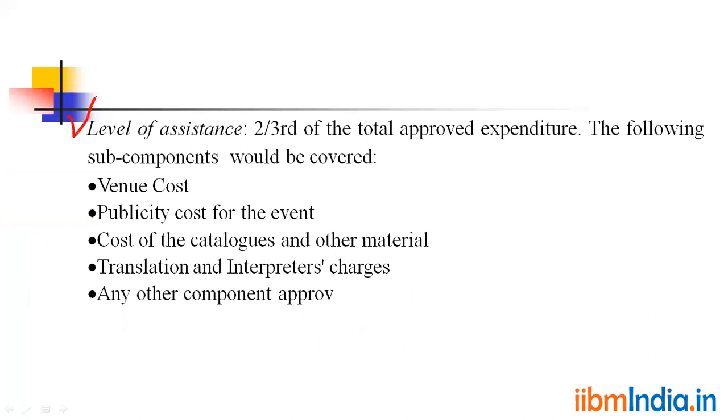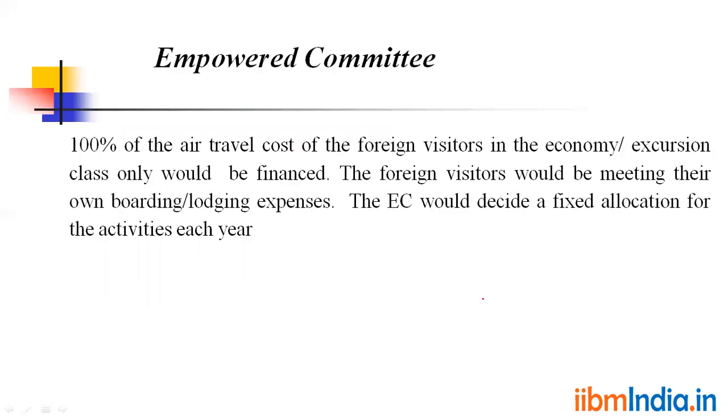If we talk about the level of assistance, it is 2/3 of the total approved expenditure. If the total approved expenditure is supposed to be 1 lakh rupees, then 2/3 will be provided to you. The following components would be covered: venue cost, publicity cost for the event, cost of the catalog and other material, translation and other interpreter charges, and any other components approved. Okay. So level of assistance, 2/3 of the total approved expenditure would be provided to you. Now, empowered committee.